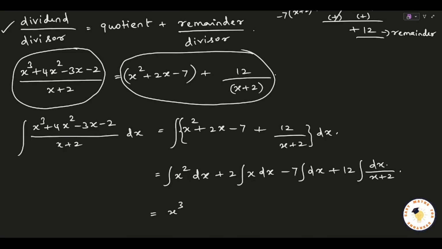Integral x square will be x cube by 3 and 2 into integral x dx will be x square by 2 minus 7 into integral dx will be x plus 12 into, this is log of x plus 2, right? So log of x plus 2 plus constant of integration c.